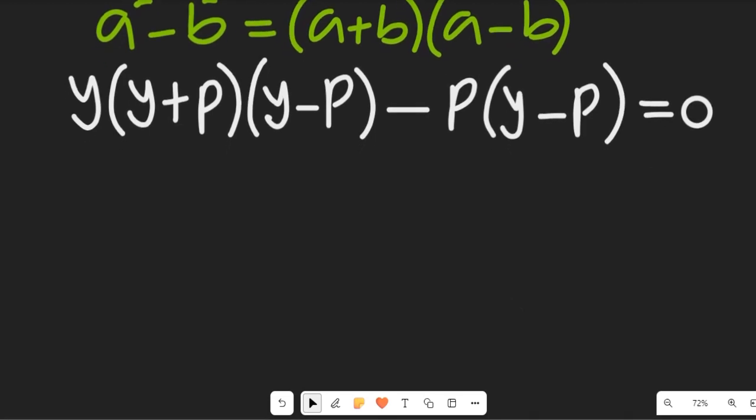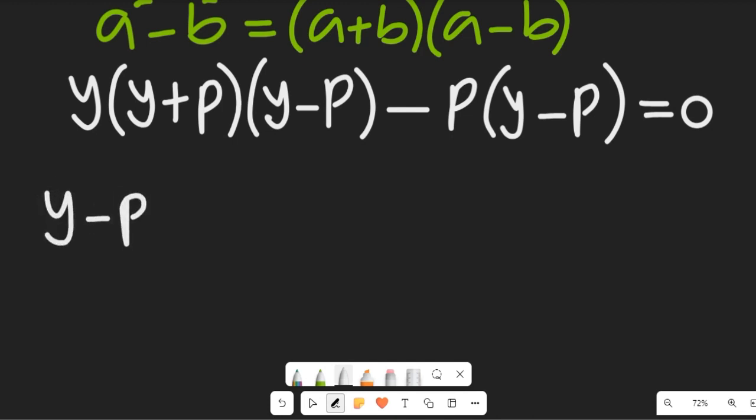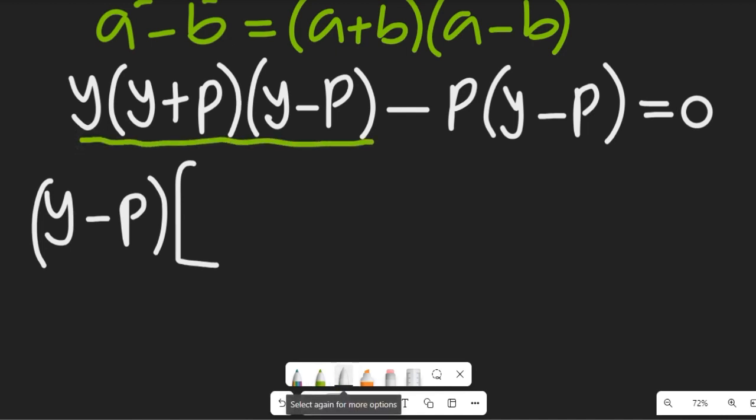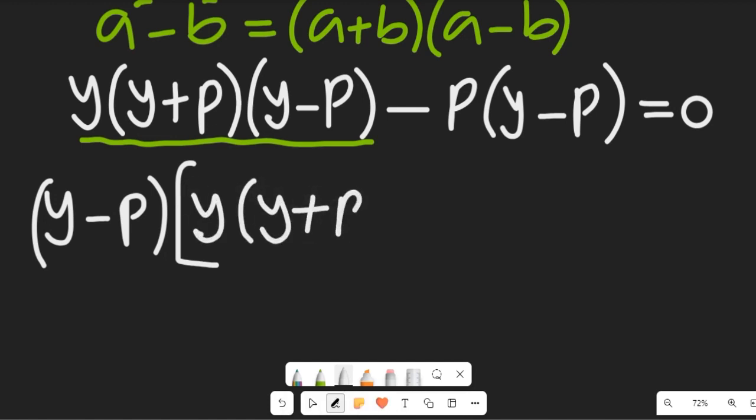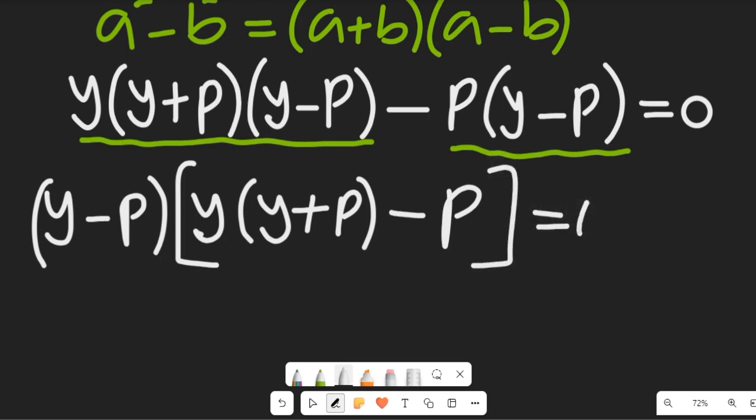Now, do you notice something? That we have y minus b and y minus b, which is common. So we're going to bring out y minus b. y minus b is common, we'll bring it out. Now, if we bring that out, that is going to multiply this whole thing. So if we have this whole thing divided by y minus b, what do we have remaining? We'll have y multiplied by y plus b, right? And then if we have this whole expression dividing y minus b, we'll be left with what? Negative p, and all these will be equal to 0.